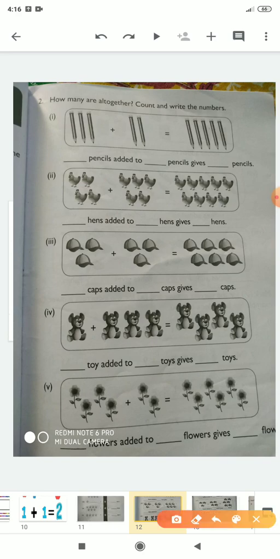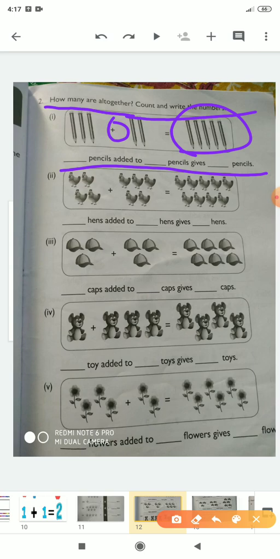The question is like that: how many are all together? Count and write the numbers. Children, here we have a box. In the box, 2 groups were there, and there is a plus sign also. So when we add both of the groups, we get the total number of things. And this we have to write down in the mentioned blanks.